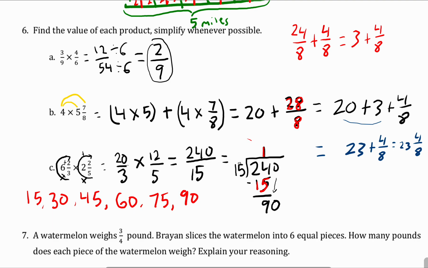Now we're going to ask ourselves, how many times does 15 go into 90? Well, we know that 90 is a multiple of 15 because it's right here. And 15 times what is 90? Let's find out. That's 15 times 1, 2, 3, 4, 5, 6. So we know that 15 times 6 is 90. So minus 90, and our remainder is 0. So that means that our answer is exactly 16 wholes. We have no remainder. The answer is 16 wholes here.